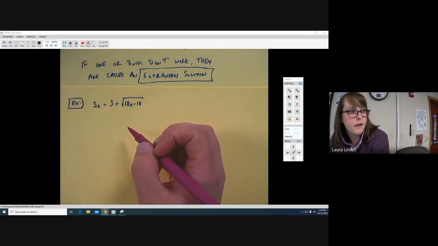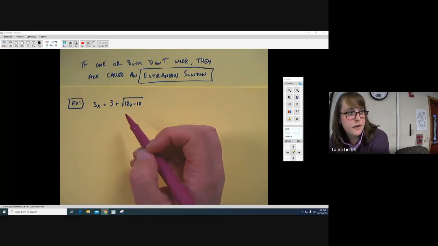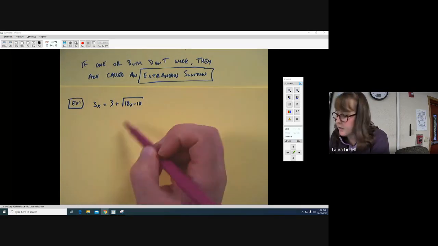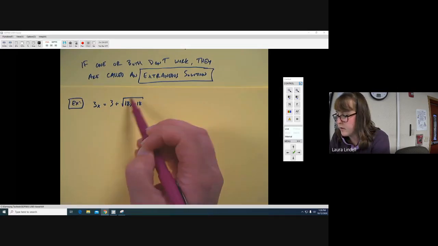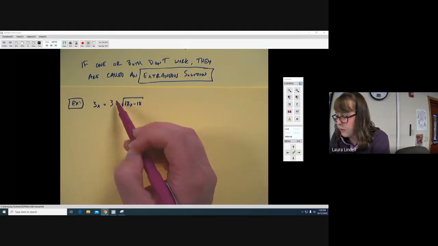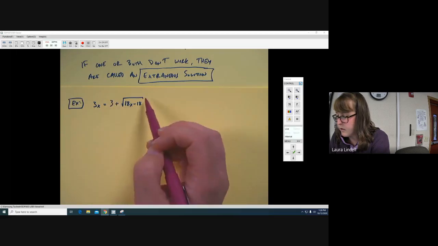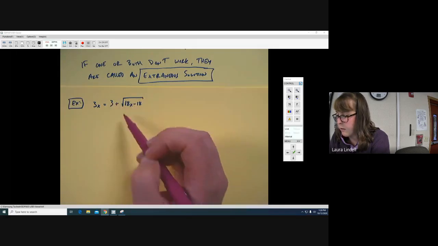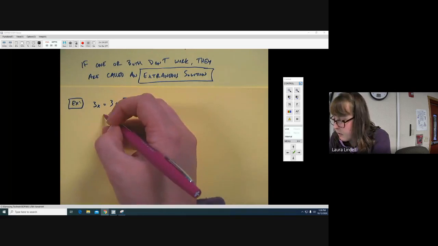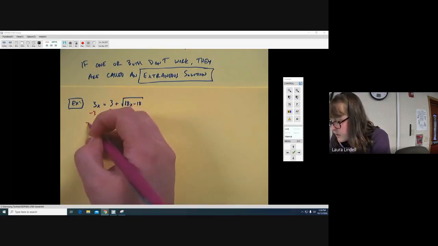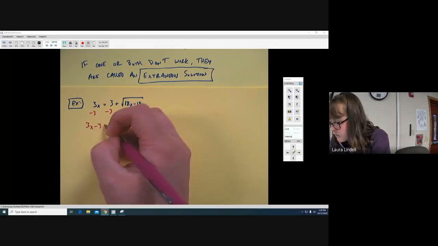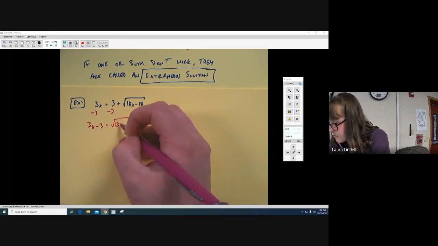All right. So the thing that I would do first is move the 3 over because when we eventually square this, we want to have just this over here to square so that we don't have to do that whole multiplying the entire thing by itself. So I'm going to subtract 3 from both sides. And since these are not like terms, it's just going to sit over here as 3x minus 3.